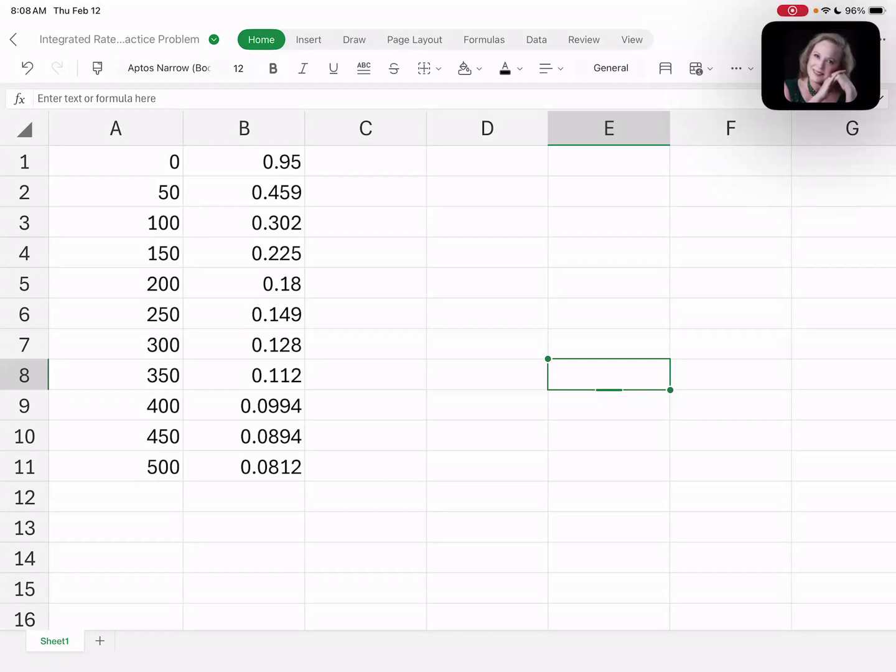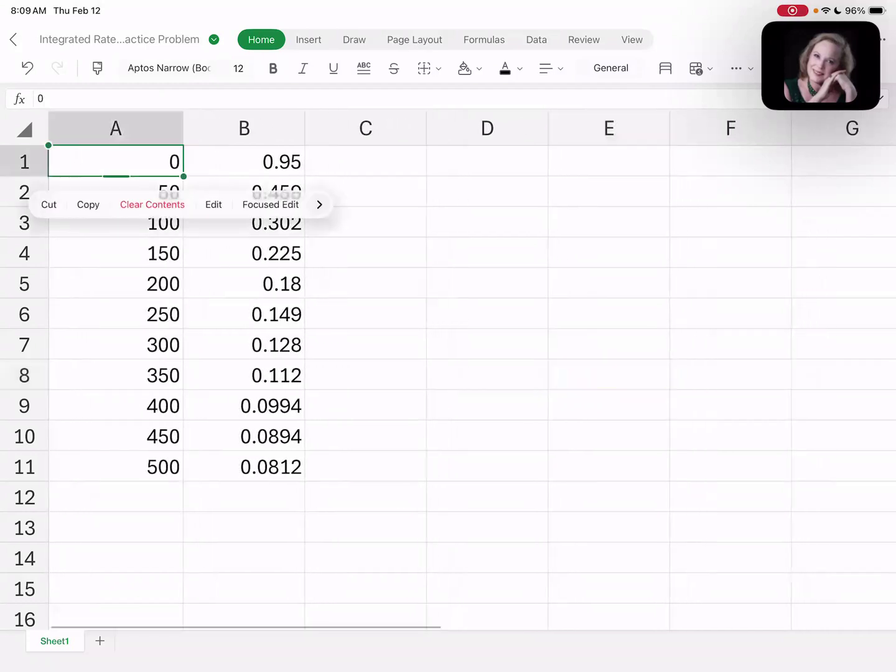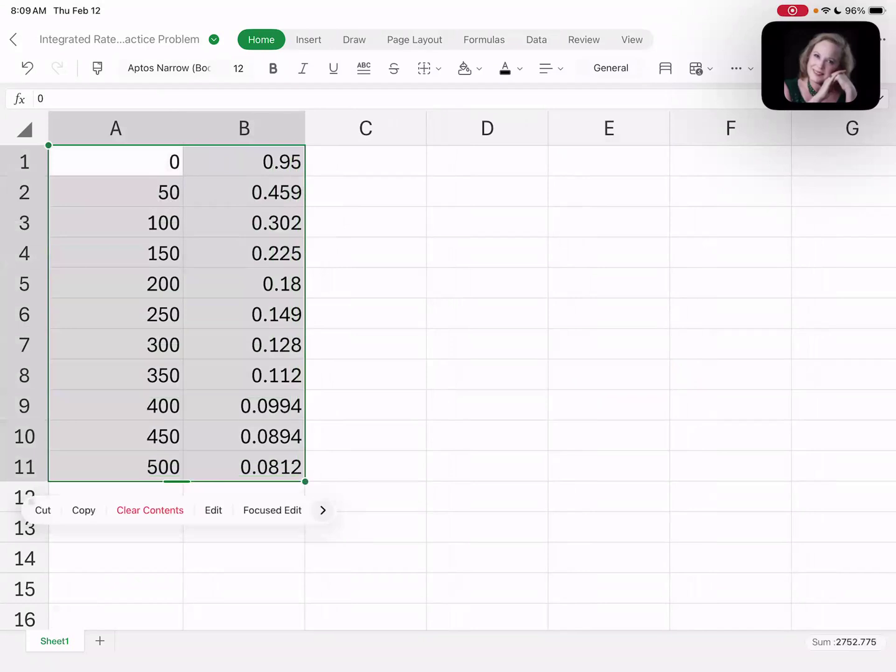So I have already taken the data that was on the slide and I have input it into an Excel file. On the left-hand column, I have time in seconds. In the right-hand column, I have the concentration of the component at that particular time. First thing we're going to do is graph this using a scatter plot.